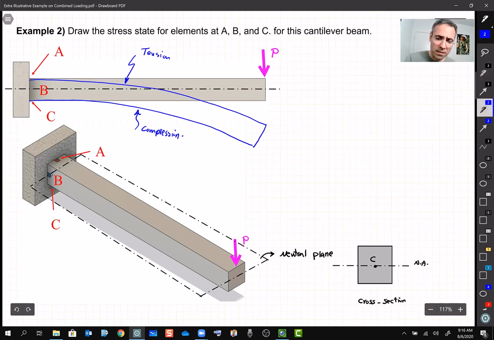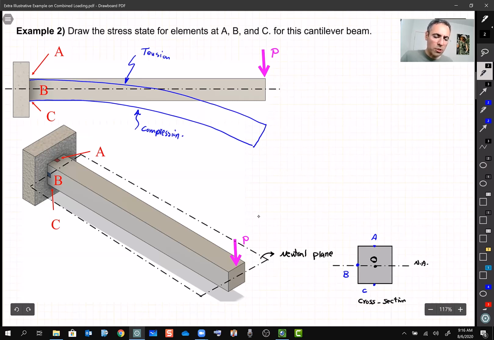So remember, this is our point A on the cross section. This is our point B on the cross section. And this is our point C. Oh, let me call this one the centroid, maybe point O, so we don't get confused with point C. All right, so O is the centroid, which passes through the neutral axis.